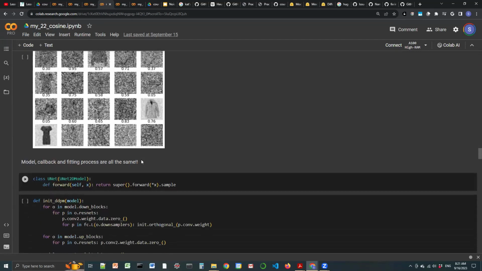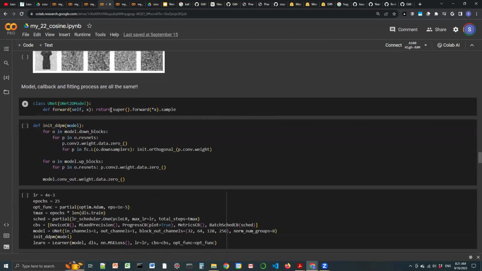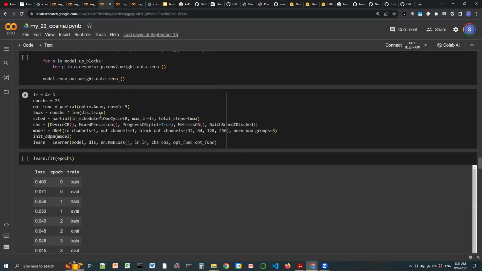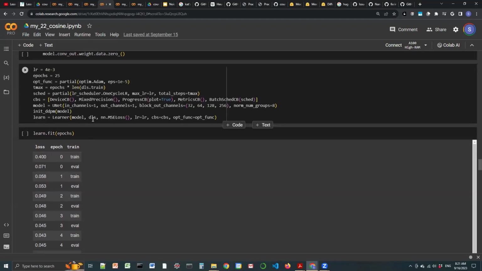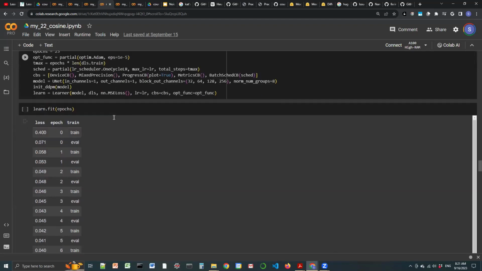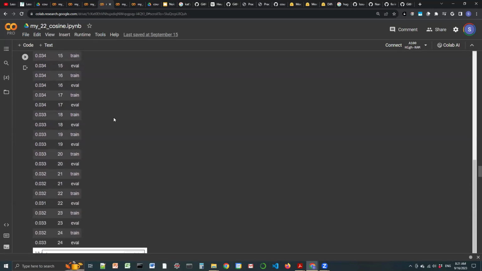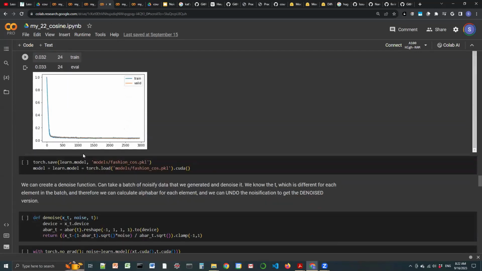That is, the clothing element is different. Then you go through the callback function, fitting process, and everything is the same, and you train the model. Now you're using the cosine scheduling, and using that, you train the newly trained model to predict the noise. And then you go through the sampling process, you save the models, and you can now create a denoise function, right? Where you take a batch of noisified data and denoise it.